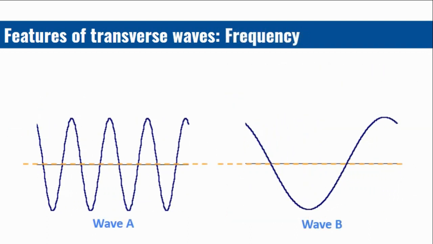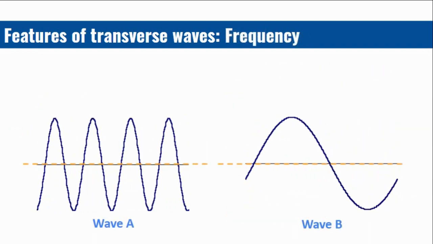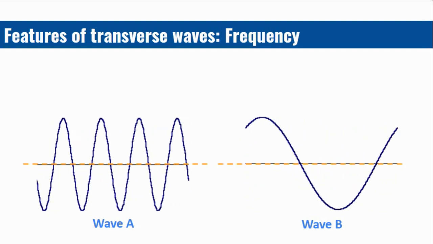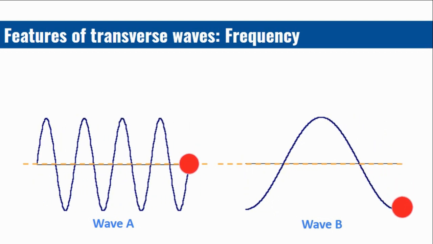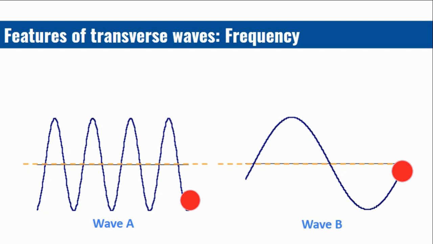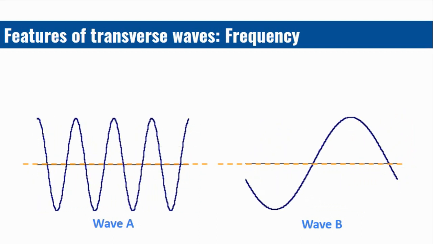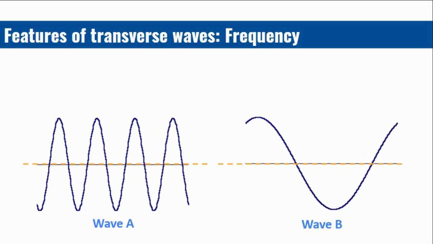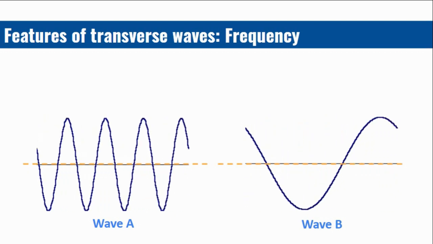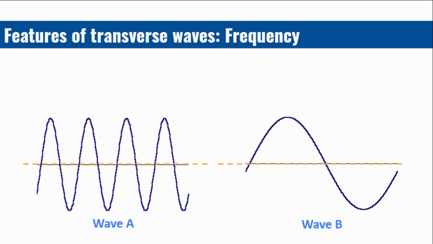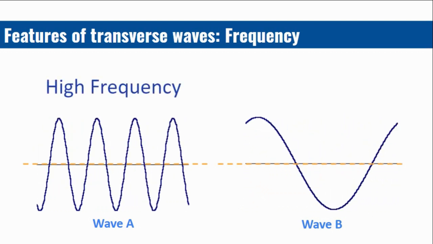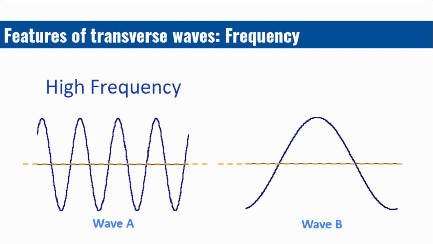A really important characteristic of a wave is how fast its oscillations are. If you compare waves A and B on the screen, you can see that the particles in wave A are oscillating much faster. They're moving up and down faster than those in wave B. This feature is called the wave's frequency. Frequency describes how many oscillations or waves there are each second. So wave A has a high frequency compared to wave B, which has a low frequency.